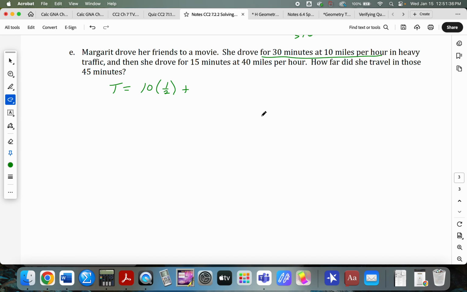Plus, she drove 40 miles per hour for 15 minutes. 15 minutes is how much of an hour? A fourth of an hour. So that's 5 plus 10 is 15 miles. Questions about that?